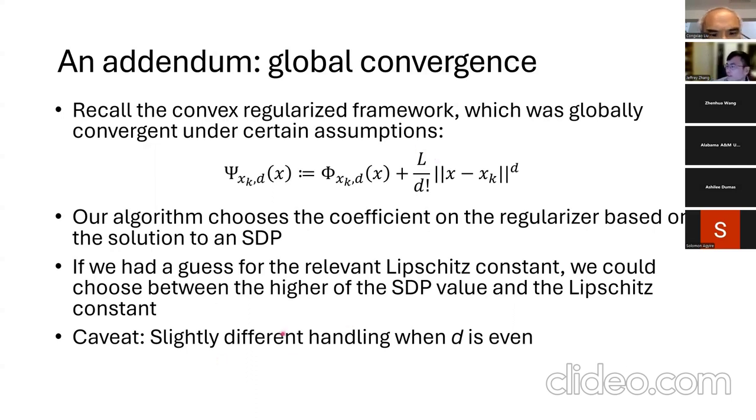Now, there's a slight tweak that you need to do. In the convex regularized framework, you basically just go 1 degree up, but there's nothing stopping you from going 2 degrees up if D was even in the first place.